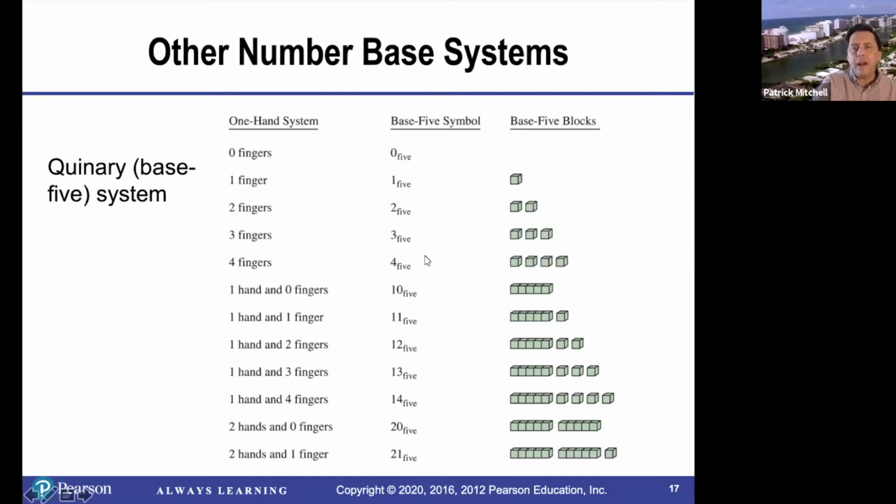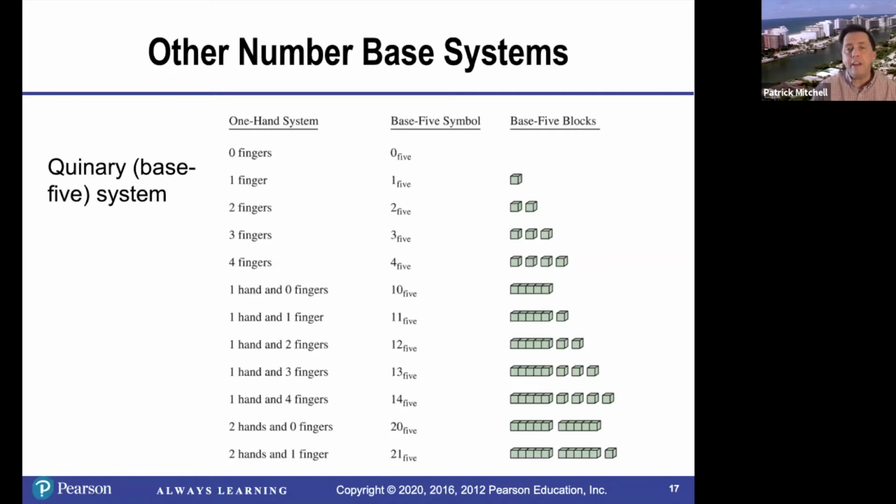And then when you get up to what we typically think of as 5, think of that as 1 hand and 0 fingers, and that number is written as 1, 0. All right, so with the units and longs system, think of this as 1 long and 0 units. But this time a long only has 5 units in it.